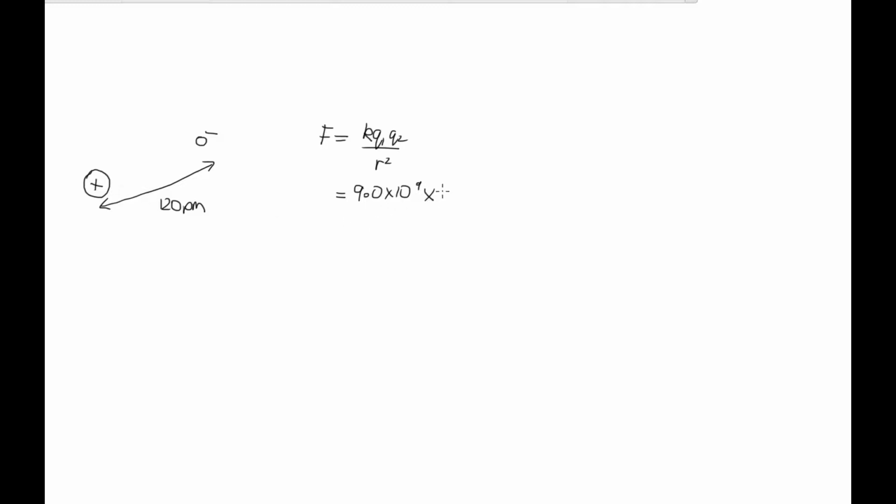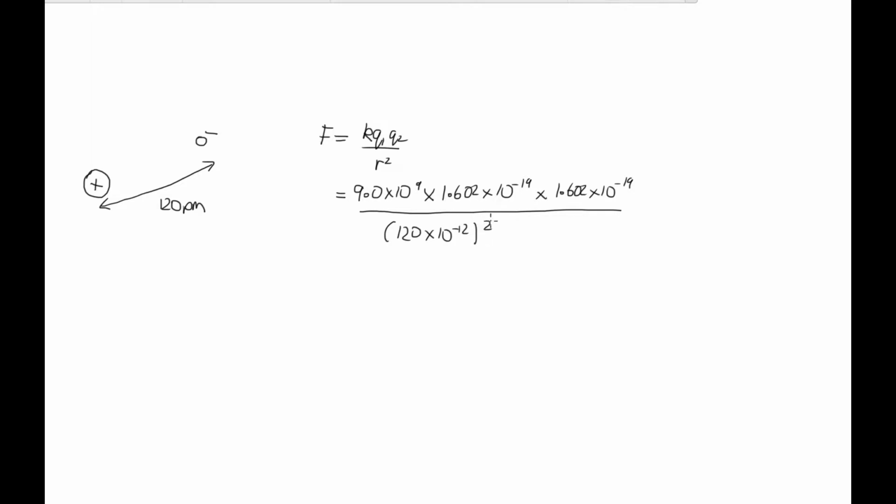So this is times 1.602 times 10 to the minus 19. And then for the electron, it's times 1.602 times 10 to the minus 19 as well. So obviously this is a negative charge. And then we divide by the distance squared. The distance is 120 picometers. So that's 120 times 10 to the minus 12 meters, and then we need to square that.